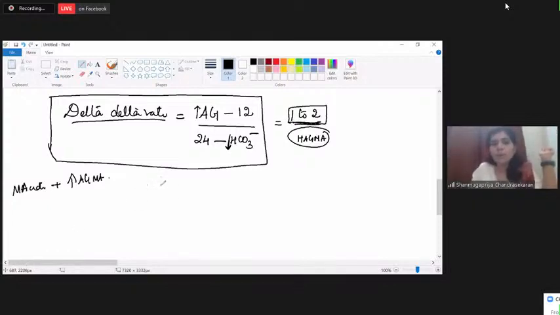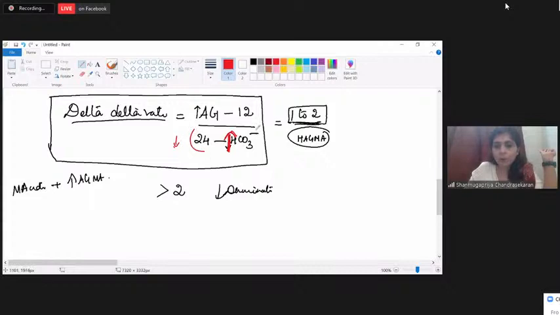Now, what if the delta-delta ratio is more than 2? If it's more than 2, it means the denominator is less. Right? So when will the denominator be less? The denominator will be less when the bicarbonate value is high. Do you understand this?